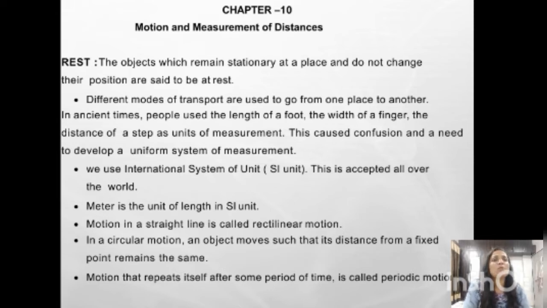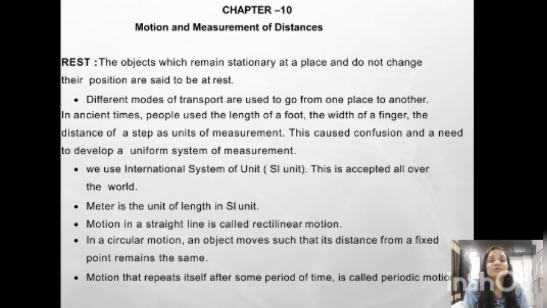Before we go to rectilinear motion, circular motion and all, we should know what is the meaning of motion. If you are standing near the kitchen, somebody is calling you, you go outside to your balcony, so you are walking from kitchen to balcony. So the place of that particular object has changed, and that is called motion. It means the movement of the object is called motion. And if the object is stable at a particular place, it is called rest position.